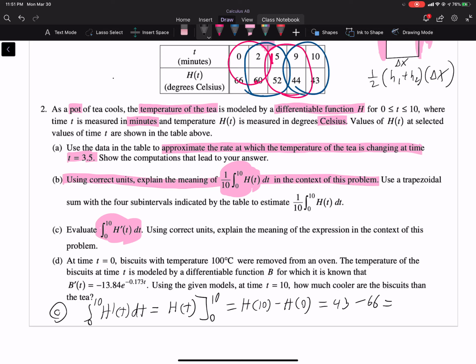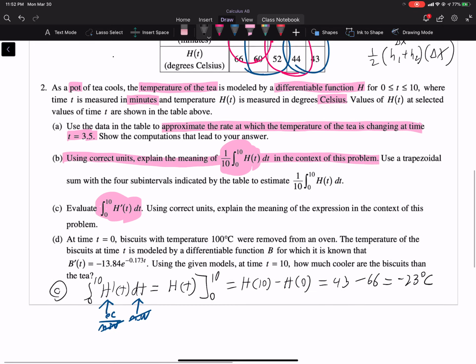Now, they want units. So let's evaluate the units here. H prime is going to be change in H over change in t, which is degrees Celsius over minutes. And time is minutes, so those will cancel, so it's just going to be degrees Celsius. So 43 minus 66, that is negative 23, I believe? Negative 23 degrees Celsius.